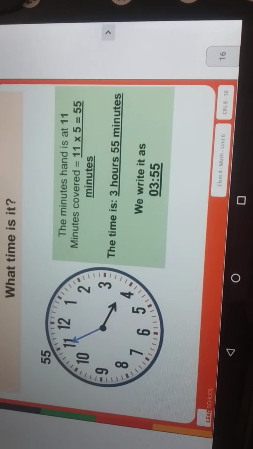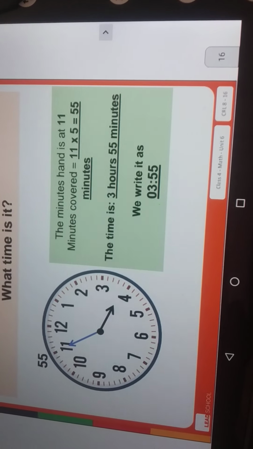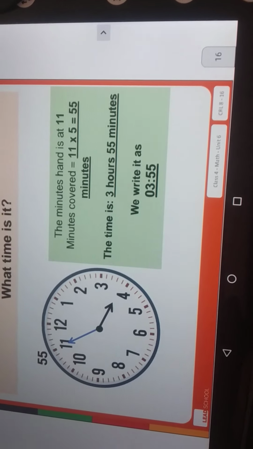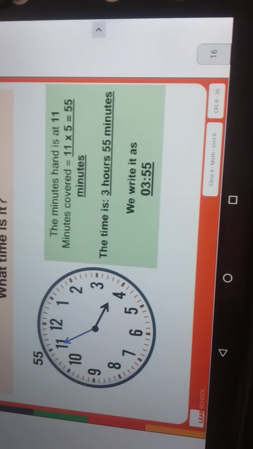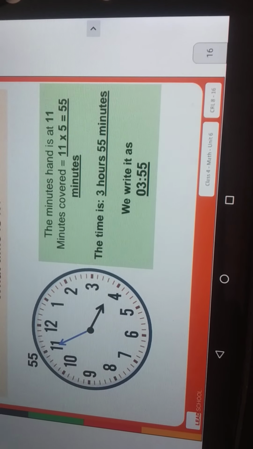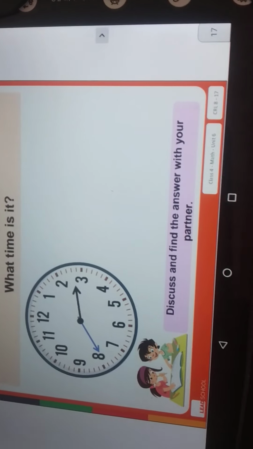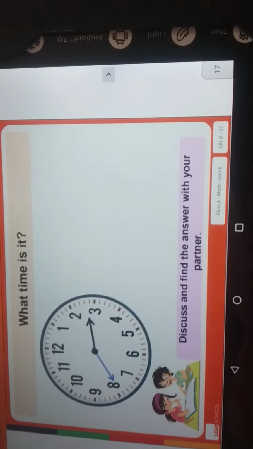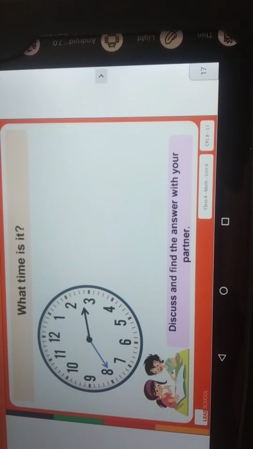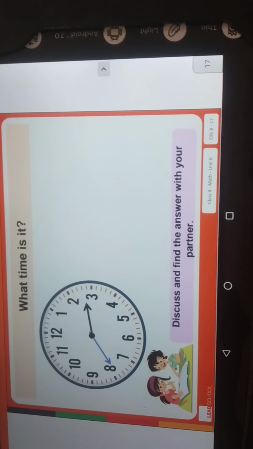Okay. The minutes hand is at the 11. Covered 11 into 5, 55 minutes. The time is 3 hours 55 minutes. So we write it as 3:55. What time is it?